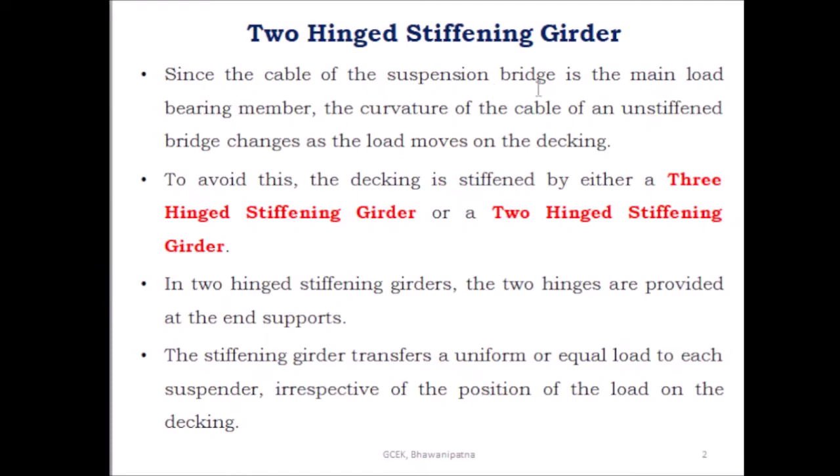Since the cable of the suspension bridge is the main load bearing member, the curvature of the cable of an unstiffened bridge changes as the load moves on the decking. To avoid this, the decking is stiffened by either a three-hinge stiffening girder or a two-hinge stiffening girder. In two-hinge stiffening girders, the two hinges are provided at the two supports. There is no hinge at the center of the span. The stiffening girder transfers a uniform or equal load to each suspender irrespective of the position of the load on the decking.